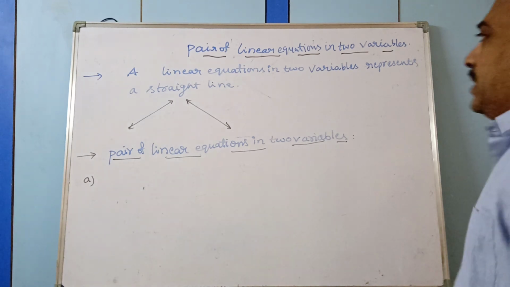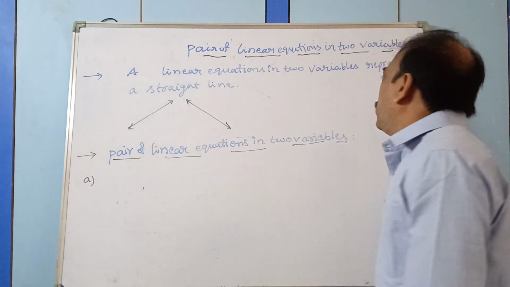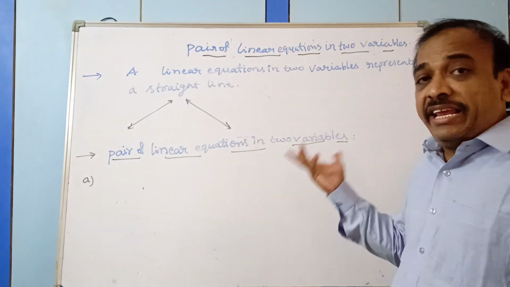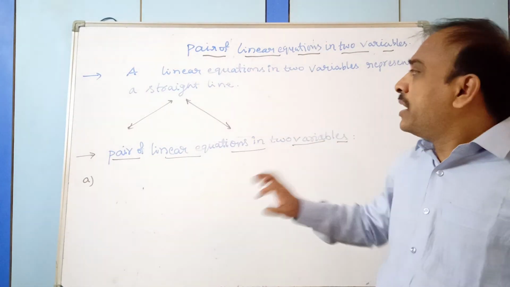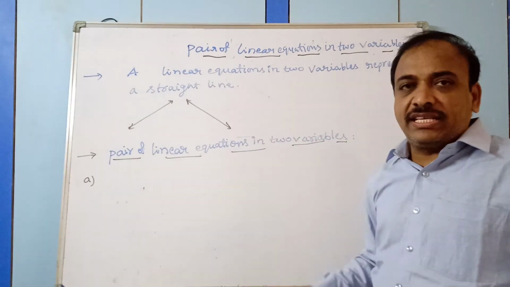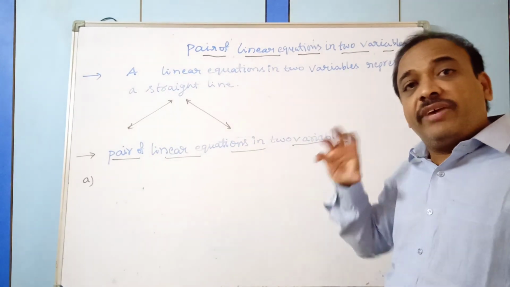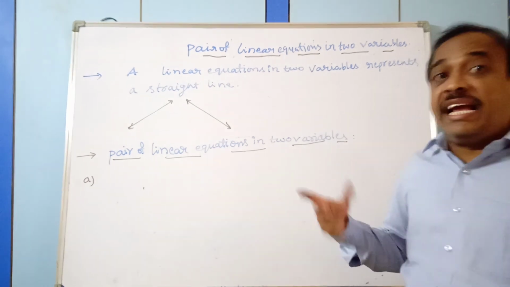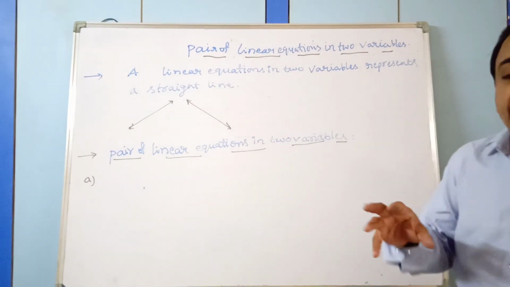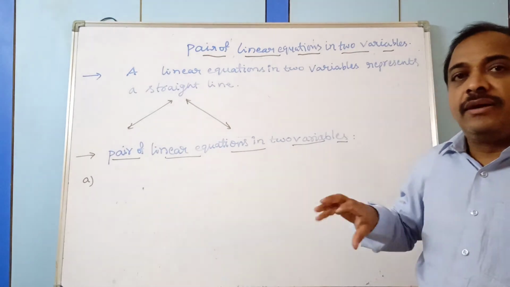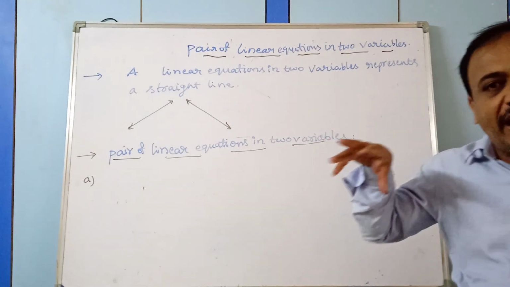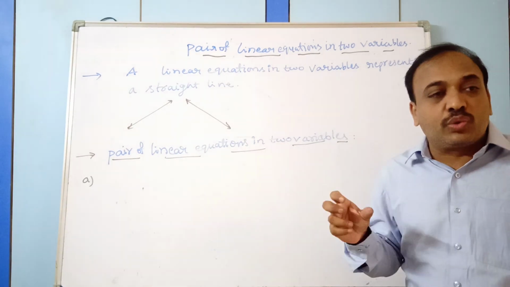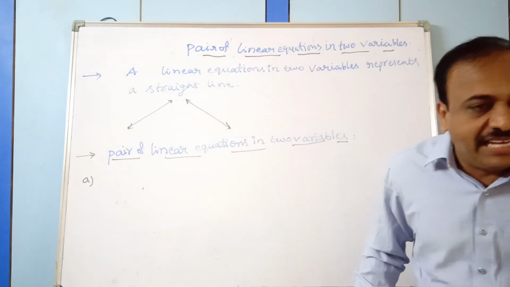In class 9th we learned that a linear equation in two variables represents a straight line. It can be in any direction, straight line means straight line. Also in class 9th we discussed the nature of two lines in a plane. When we construct two lines, what is the nature of those two lines? What can you say about the lines?